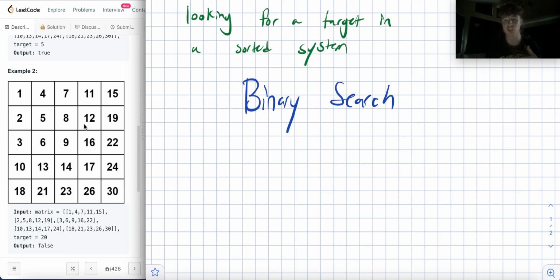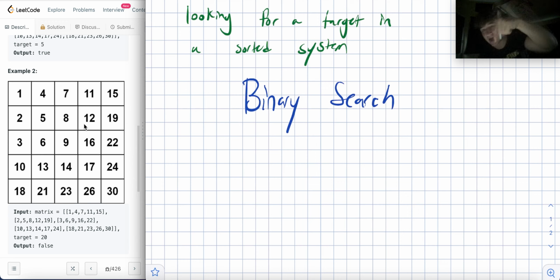I mean, that's about as good as it gets, right? If you can get it to log, besides constant, that's about as good as it gets. So we love using binary search solutions. And when we see sorted and we see target, and we're looking for a target in a sorted system, we think binary search almost always.